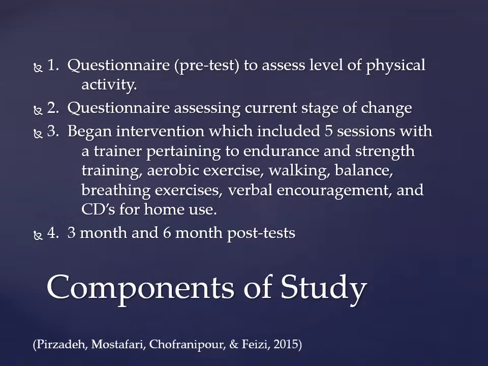The study was broken down into 4 components. The first component was to develop and administer a questionnaire or a pretest that assessed the level of physical activity. A second questionnaire was given to the participants to assess the current stage of change. The third step was an intervention that included 5 sessions with a trainer pertaining to endurance and strength training, aerobic exercise, walking, balance, breathing exercises, verbal encouragement, and CDs for home use. To determine if the program was successful, the researchers performed 3- and 6-month post-tests.